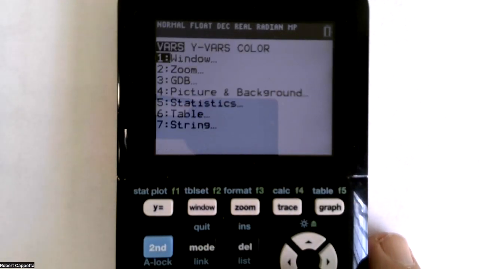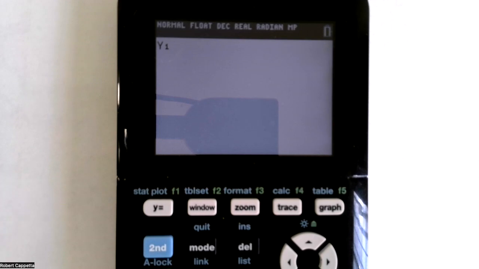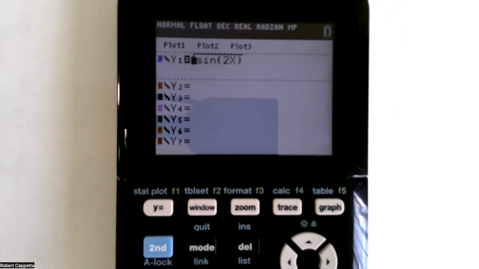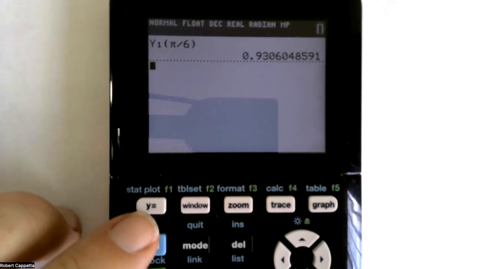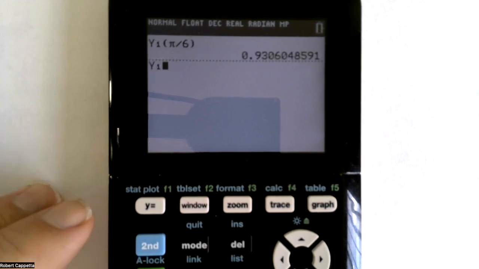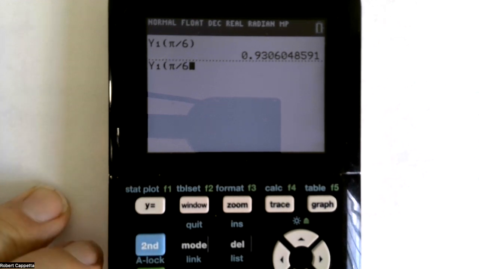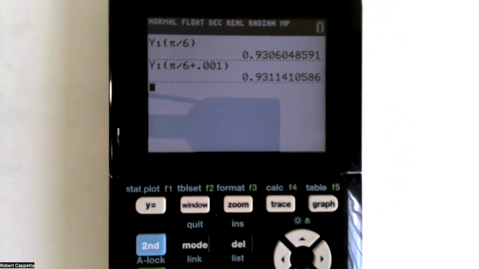There you go, second vars. This would be regular vars, y vars, function, y1, plug in pi over 6, and what do we get? We get this decimal approximation, 0.9306. And then I want to add a little bit more. I think I said use 0.001. So let's go to vars, y vars, function, y1, pi over 6 plus 0.001. That should give me a number around 0.9306, and indeed it did.